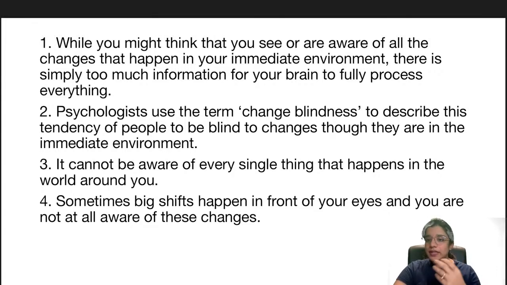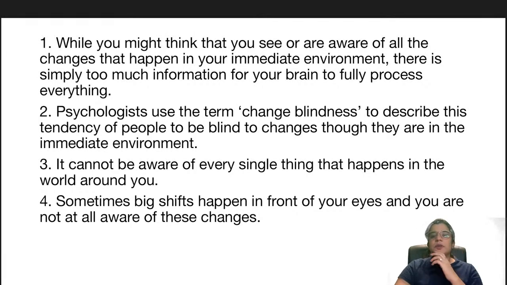Now if you kind of focus on this question, you can clearly see that there are two pairs. In fact, even before finding out the opening statement, we can clearly see कि जो चार options हैं उनमें से दो options एक चीज के बारे में बात कर रहे हैं और बाकी के दो options एक दूसरी चीज के बारे में बात कर रहे हैं. Right? So the whole paragraph is kind of divided into two things. Right? One is brain and the other is eyes. Right? So if you look at the first option, it says, while you might think that you see or are aware of all the changes that happen in your immediate environment, there is simply too much information for your brain to fully process everything. Second option says, psychologists use the term change blindness to describe this tendency of people to be blind to changes, though they are in the immediate environment.